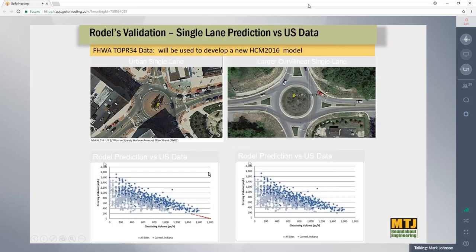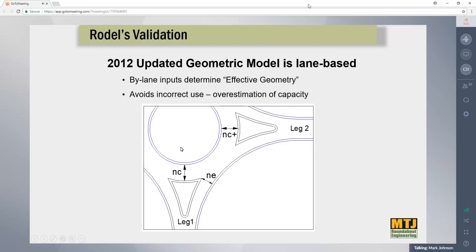To avoid the misuse, the 2012 update to Rodel included the lane-based methodology, which avoids the overestimation of capacity based on incorrect use of the program.